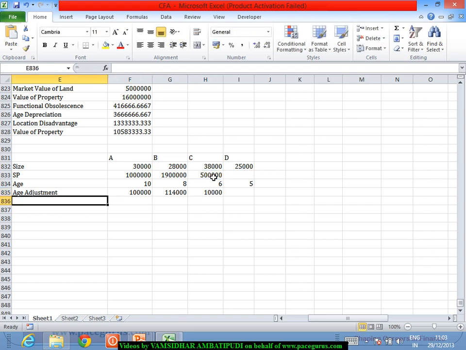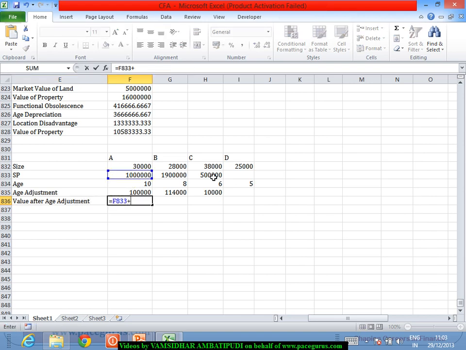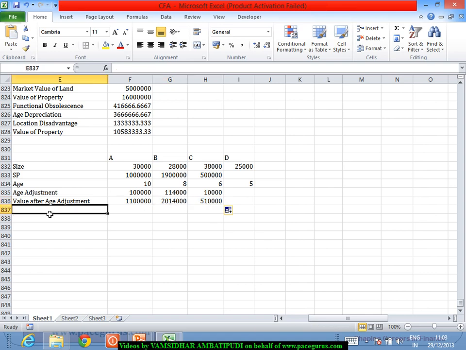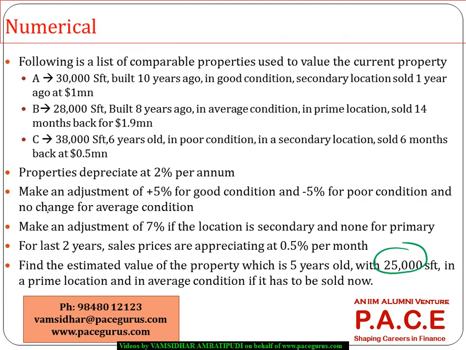So after age adjustment, we'll do all kinds of adjustments like this. The worth of this property, if it had been only 5 years old, would have been 1.1 million. This property would have been worth 2.01 million, and this one 510,000. That is one aspect.